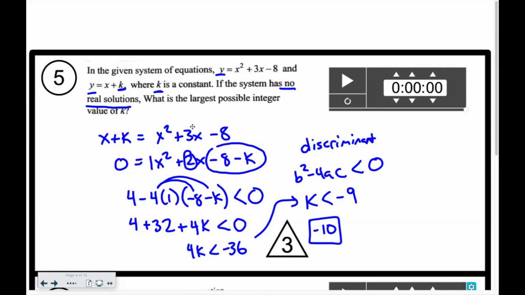So again, we could have used Desmos and plugged these in and seen where there was no intersection point, but we would have had to figure out that negative 10 was the largest value of k. So I feel like that would be much more complicated. And it would be better to know in these cases how the discriminant helps you decide how many solutions there are to a quadratic.